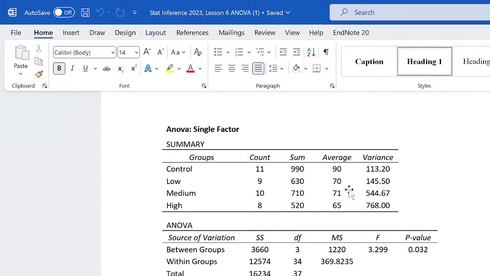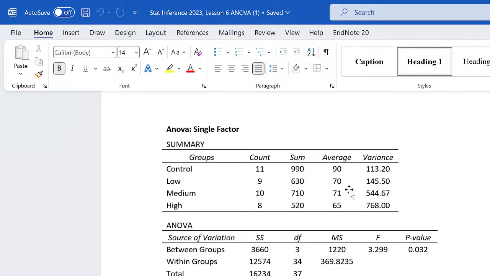Boom. Right there. And finally, this F statistic is this divided by this. It's the 1220 divided by 369.8235. That is your F statistic. The F statistic has an F distribution. We are familiar with that. And the F distribution is the one that has a pair of degrees of freedom. What are they? Right here. And later on we'll get on Statlet and crank one of those out. But there you go, folks.